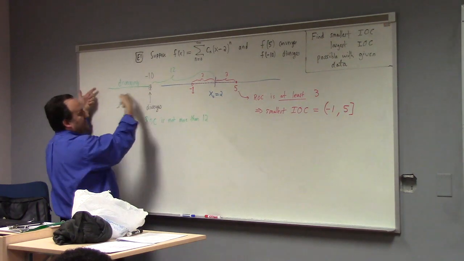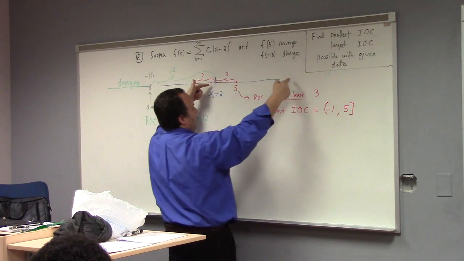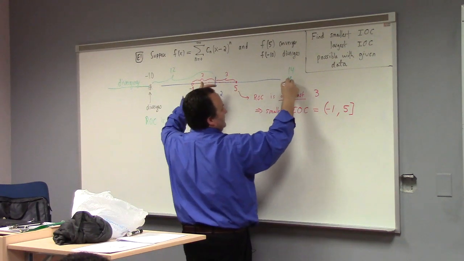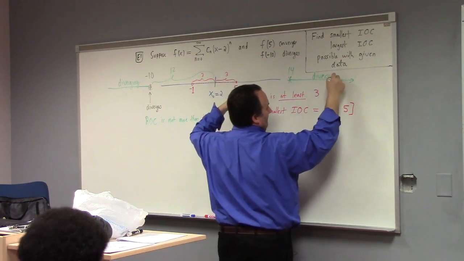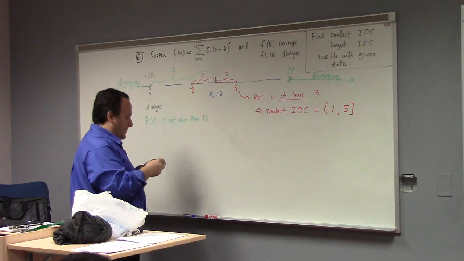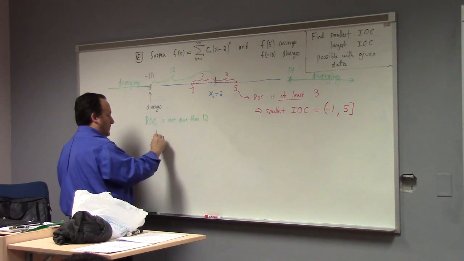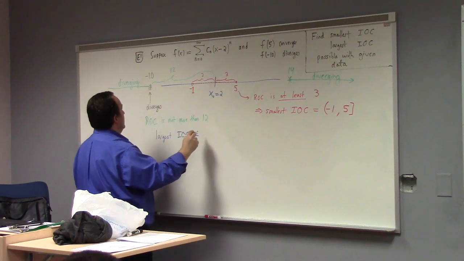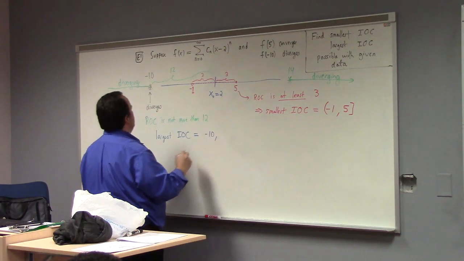So if this is diverging, and that's 12 units from here, what's 12 units the other way? So it's definitely diverging over here as well. Okay? So what does that make the largest IOC possible, given the data? -10 to what? 20.